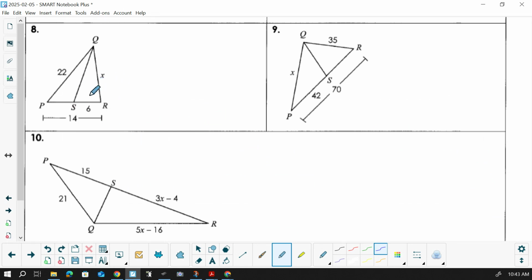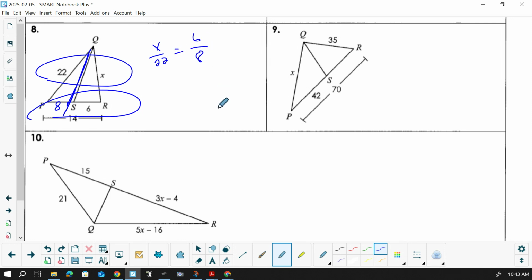All right, let's see here. This next one here. Oh, now we're missing this. So 14 minus that 6 is 8. So that's how long that is. And then we look at our line, right? There's one fraction. There's the other fraction. So x over 22 and 6 over 8. Okay. So the 6 times the 22 is 132. X times the 8 is 8x. Divide both sides by 8, and we get x equals 16.5.